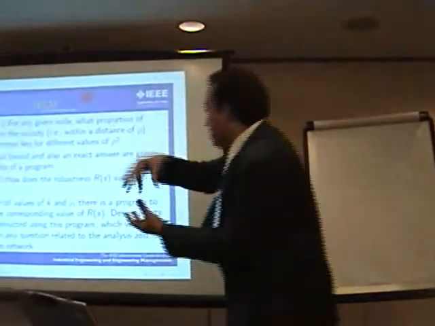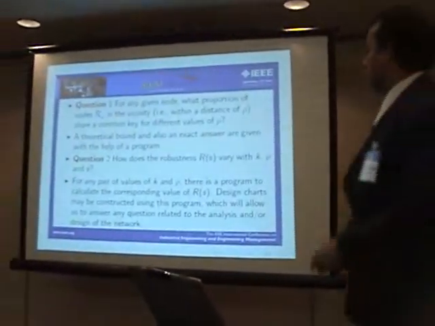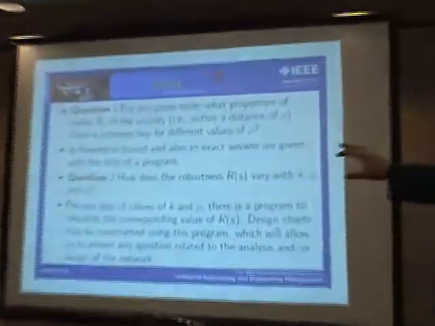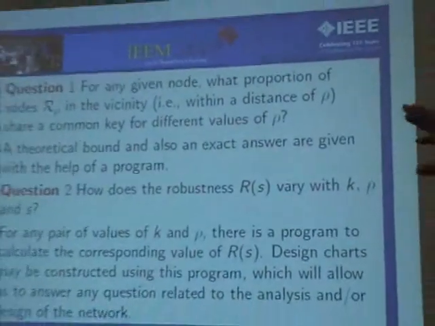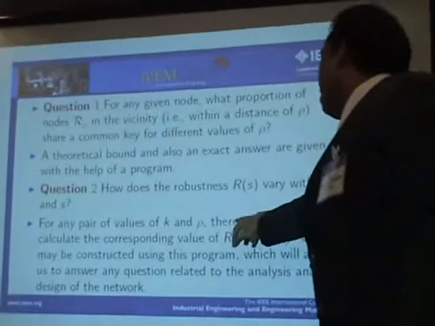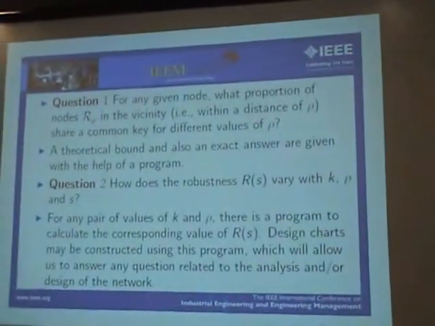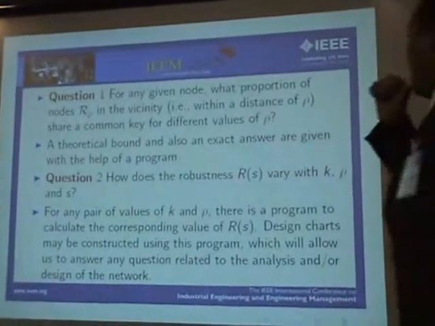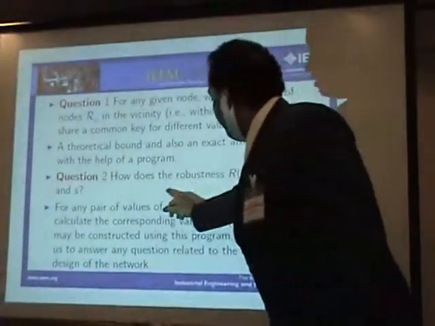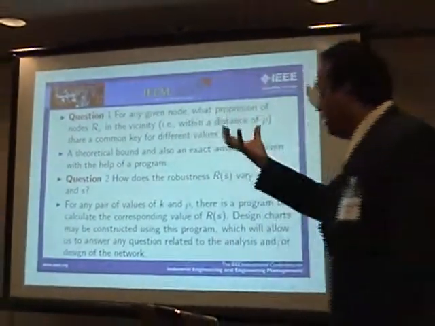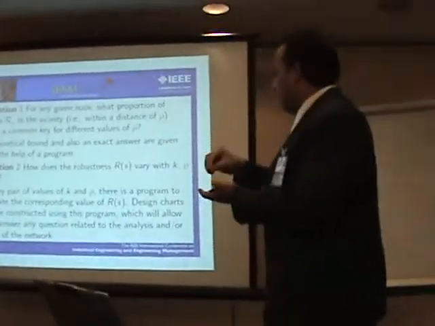Here K is the number of keys in a given sensor node, and this is the size of the network. I could write a program which calculates the corresponding value of the robustness. In other words, if the robustness is specified, I can find the value of K, the number of keys that might be placed inside a sensor node.